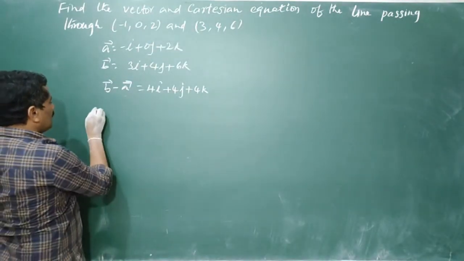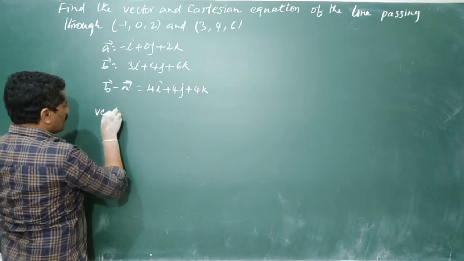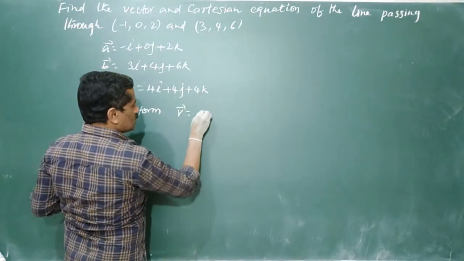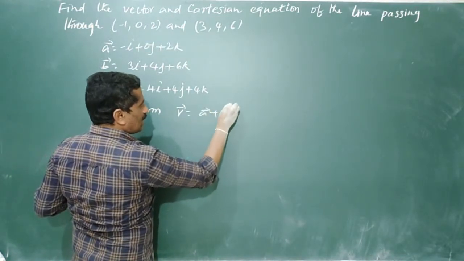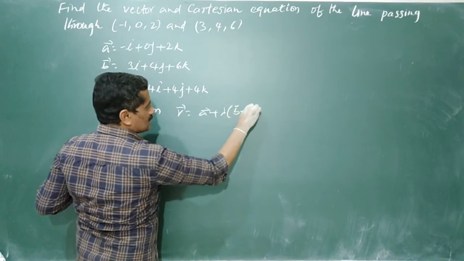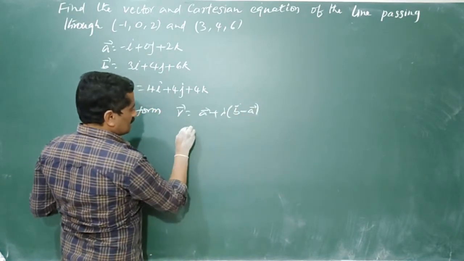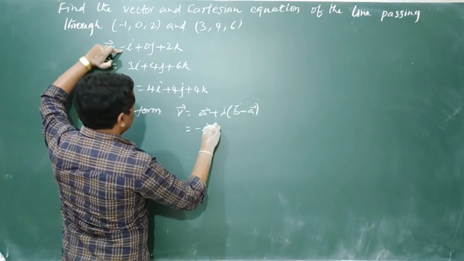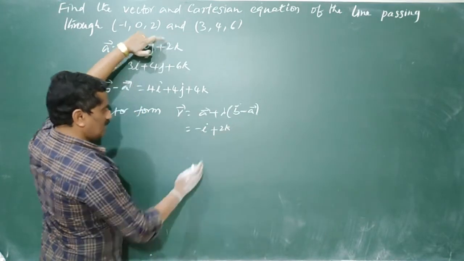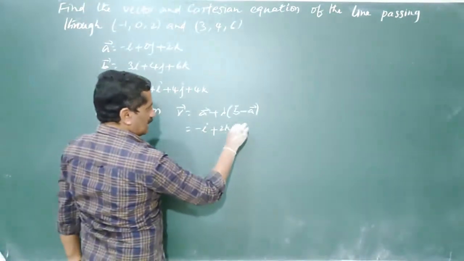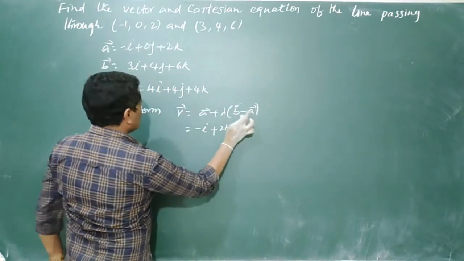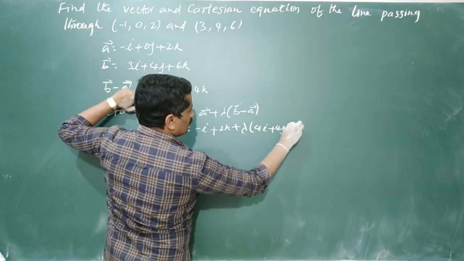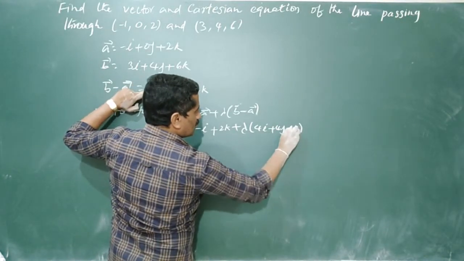Again therefore the vector equation is given by vector form. So that is r bar is equal to a bar plus lambda of (b bar minus a bar). Again that is equal to, what is a bar? We have minus i plus 2k plus lambda of (b bar minus a bar), we have 4i plus 4j plus 4k, right?